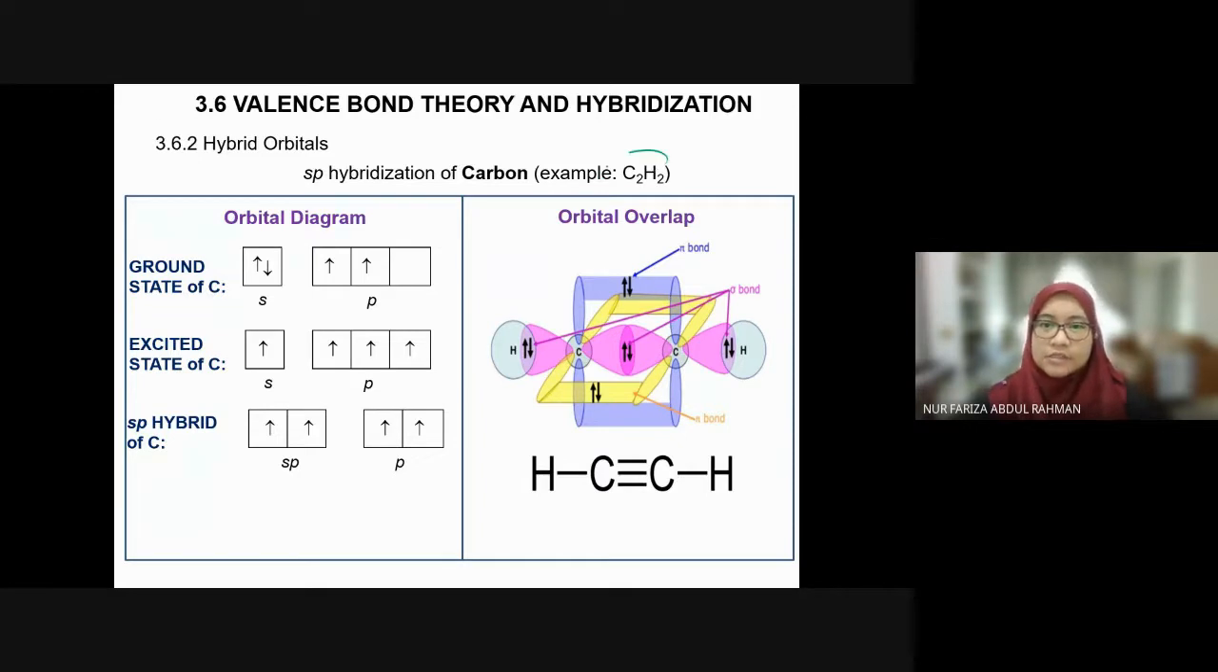Example, this time around we have C2H2. Okay, sama juga. So this is the Lewis structure for C2H2. As you can see, we have triple bond between the two carbon. That means by right you should have C1 and then another the same orbital diagram for C2. Okay, katalah C2 here. We have C2. Okay, so this is the hybrid orbital for C2.